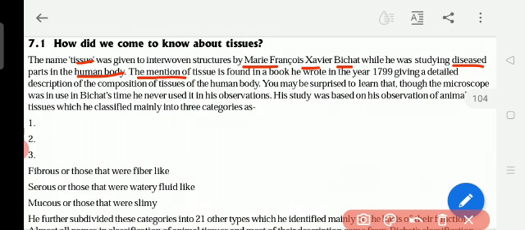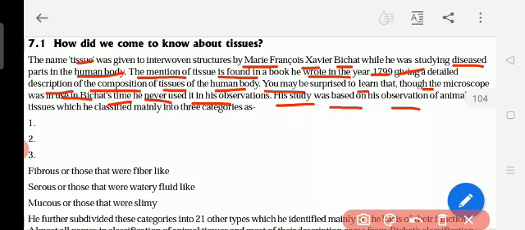The mention of tissue is found in a book he wrote in the year 1799, giving a detailed description of the composition of tissues of the human body. You may be surprised to learn that though the microscope was in use in Bichat's time, he never used it in his observations. His study was based on his observation of animals' tissues, which he classified mainly into three categories. When he was studying the tissues, he did not use the microscope. So he divided the tissues into three categories.